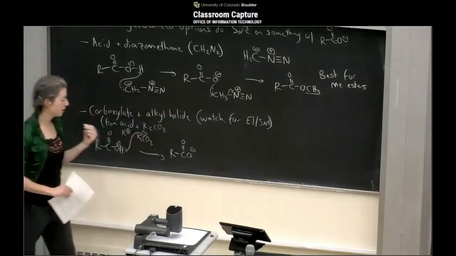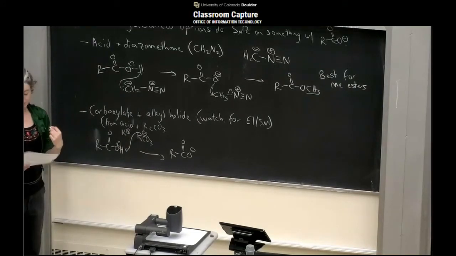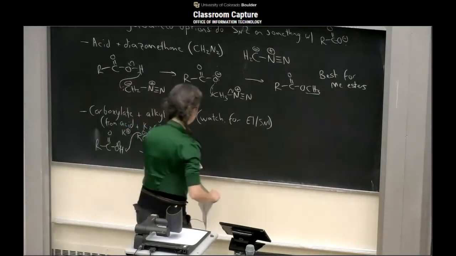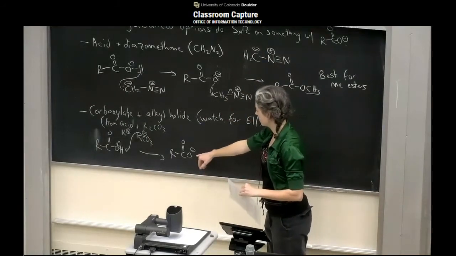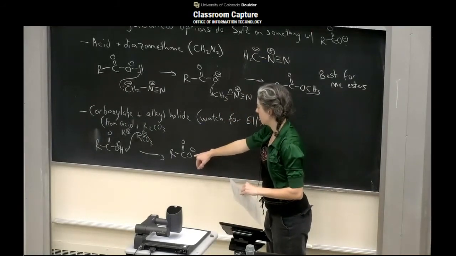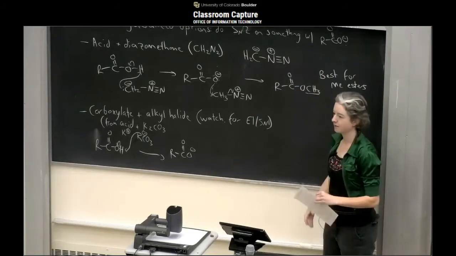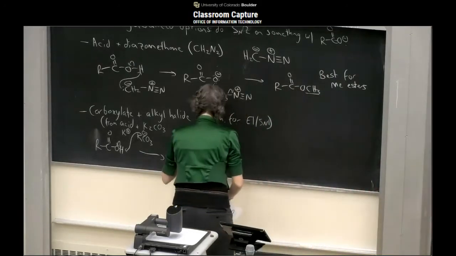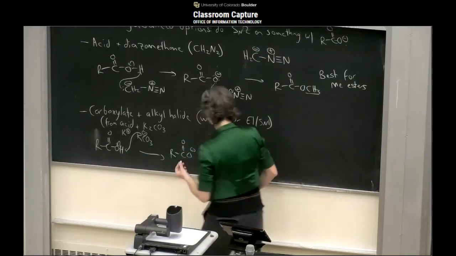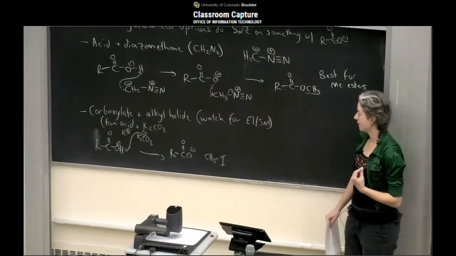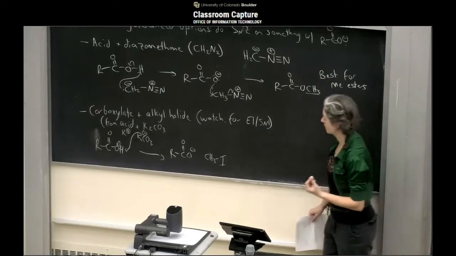Okay, so we get the carboxylate, and now we can just go do SN2. The more of a softball we pitch this thing, the better. So the best alkyl halide we can get for SN2 is an alkyl iodide. Methyl iodide is probably the easiest possible SN2 substrate.